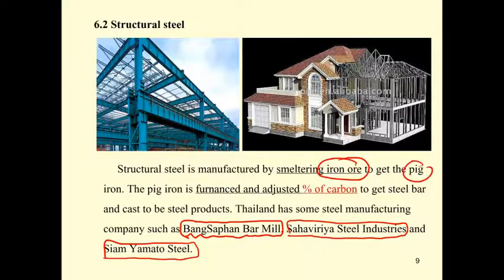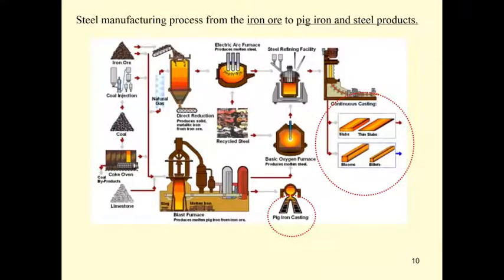We buy pig iron, which is iron ore that has only passed a manufacturing process. And this pig iron is going to be burned and adjusted to some percent of carbon. And then we produce some types of structural steel. Okay, and we have many grades of them. That is the picture of the manufacturing of steel products.